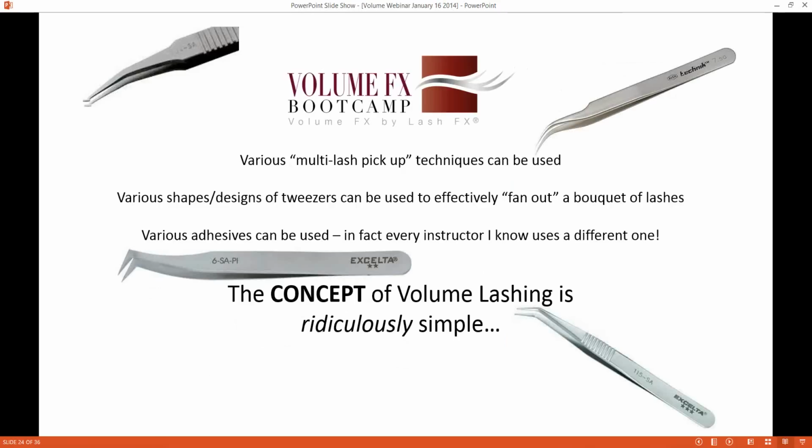But you can use various adhesives as well. In fact, every instructor that I know of uses a different adhesive at this point. So there are many adhesives that you can get successful volume bonds with. So the concept of volume lashing, we all know it's ridiculously simple. You take 2, 3, 4, 5, or 6 beautiful thin volume lashes in a fanned out shape, use a minimal amount of adhesive, and place it on one single isolated lash. The concept is very, very simple.